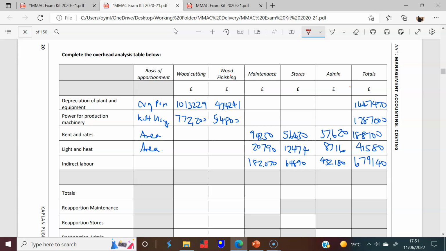So I have, let's do wood cutting. So wood cutting, I have 101,3229 plus 772,200, and so I have here a total, all this coming down into this box here, 1,785,429. I add this as well, bring this all down, so I have 434,241 plus 514,800, and that's 949,041.